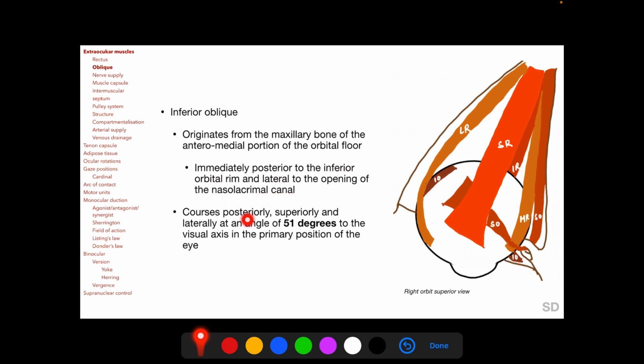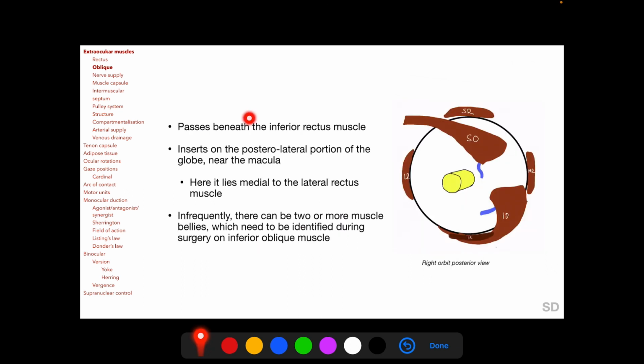It courses posteriorly, laterally and superiorly at an angle of 51 degrees to the visual axis in the primary position of the eye, the same angle subtended by the superior oblique muscle to the primary visual axis. The inferior oblique muscle passes beneath the inferior rectus muscle as shown here in this diagram, and it inserts on the posterolateral portion of the globe near the macula, where it lies medial to the lateral rectus muscle.